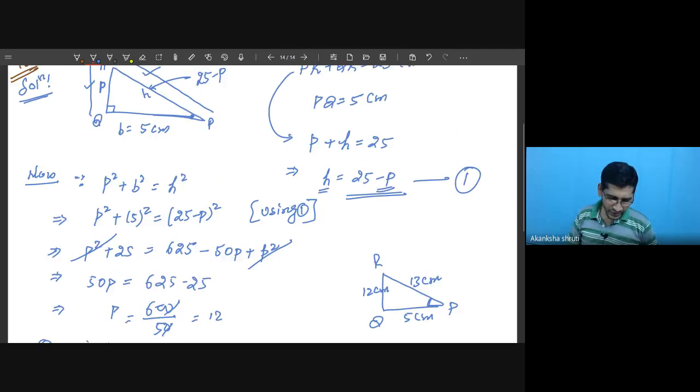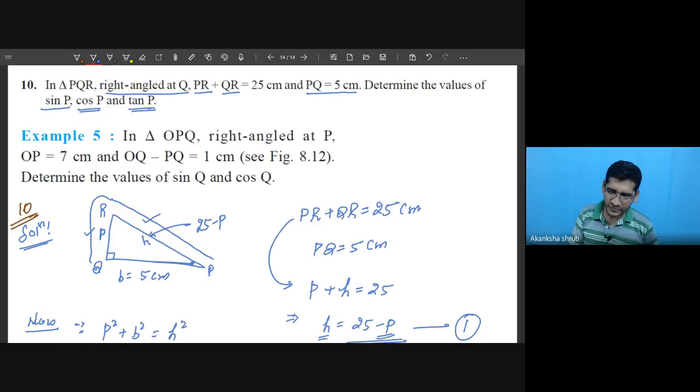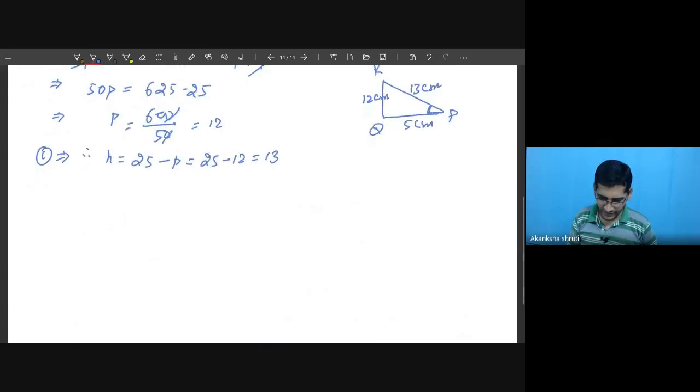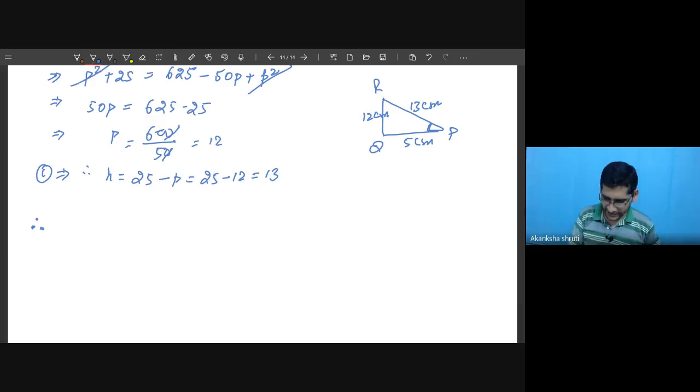ठीक है, तो अभी आपको चाहिए क्या क्या, देखिए sin P, cos P, tan P आपको चाहिए. So therefore, आपने ट्रायंगल बना लिए हैं तो बहुत इजी रहता है लिखना. Sin of P is opposite side, so it is QR by hypotenuse, it is our PR. So this is now 12 by 13. This is the one answer.